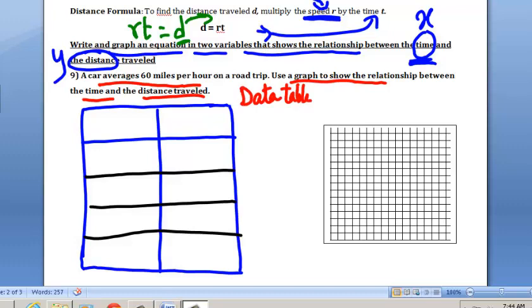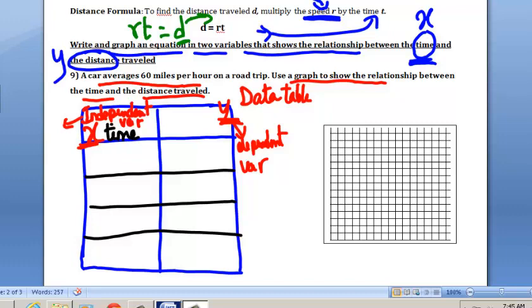Remember, the independent variable always goes in the left column. So this is your x, always. And this is the y. Again, remember, x comes before y. So this is the independent variable, and this is the dependent variable. Now, once we make the data table, make sure that you label what the two variables are. In this case, this is time. Don't forget the unit. Time in hours.